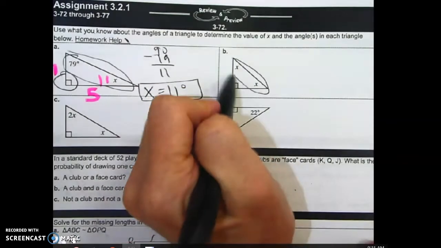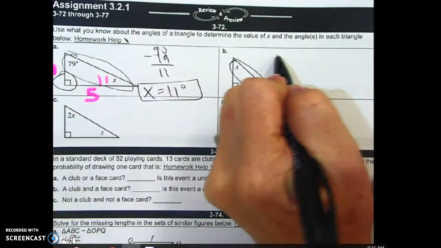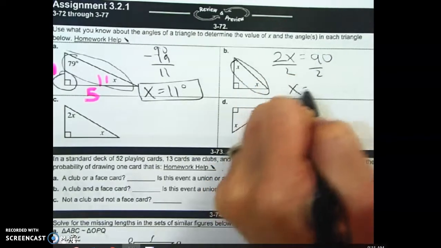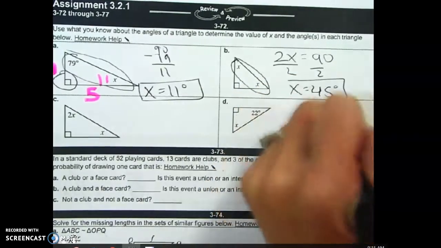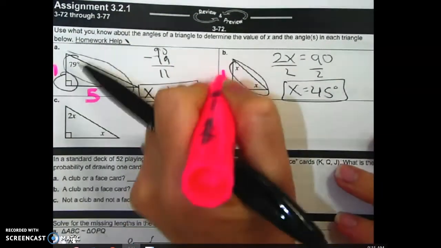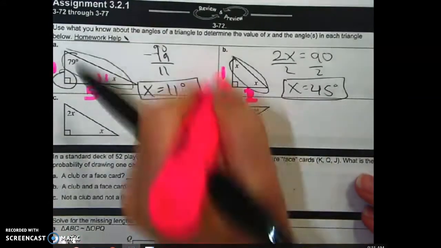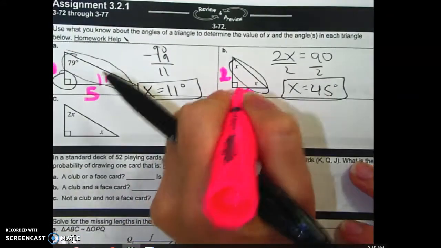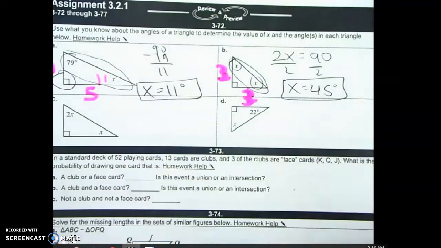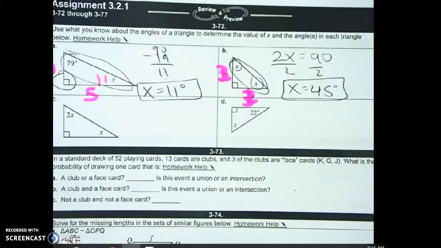We know that this plus this is 90. So that means 2x equals 90, divided by 2, x equals 45 degrees. Okay? So if they're 45 degrees, this is 1 and this is 1, or this is 2 and this is 2, or this is 3 and this is 3. Because if these two angles are the same, then the two sides are the same.